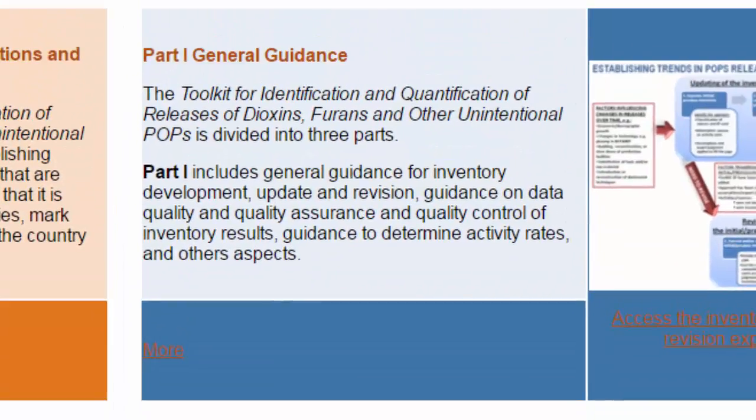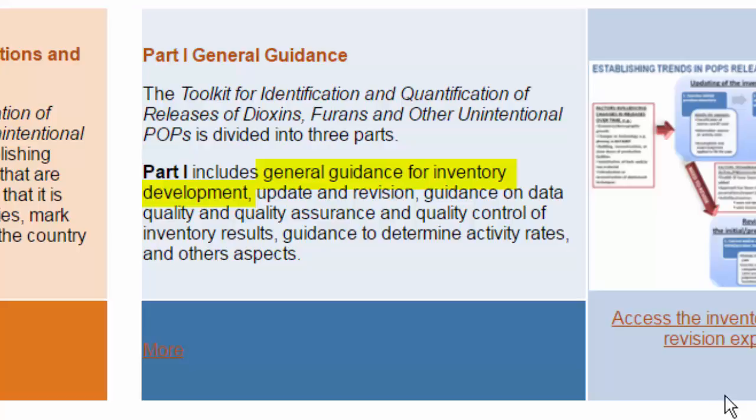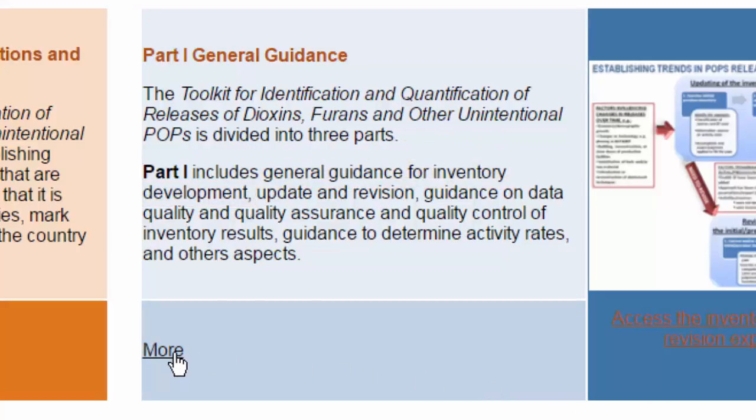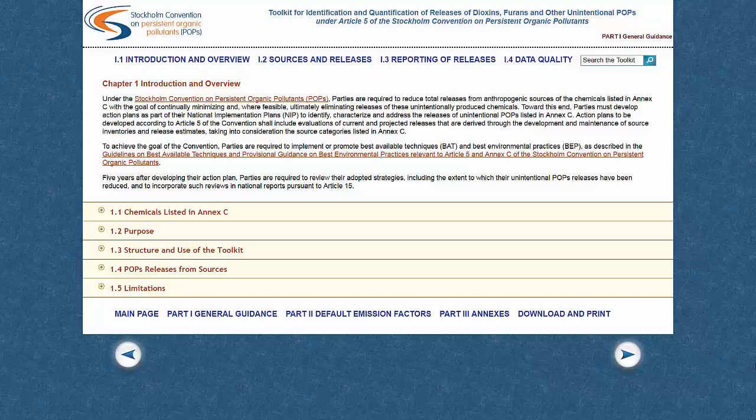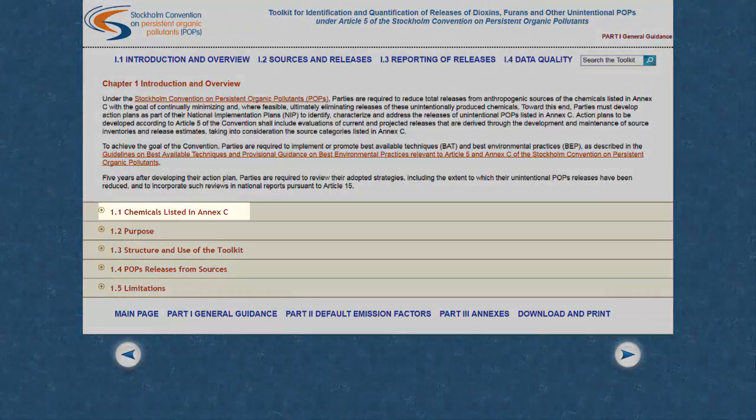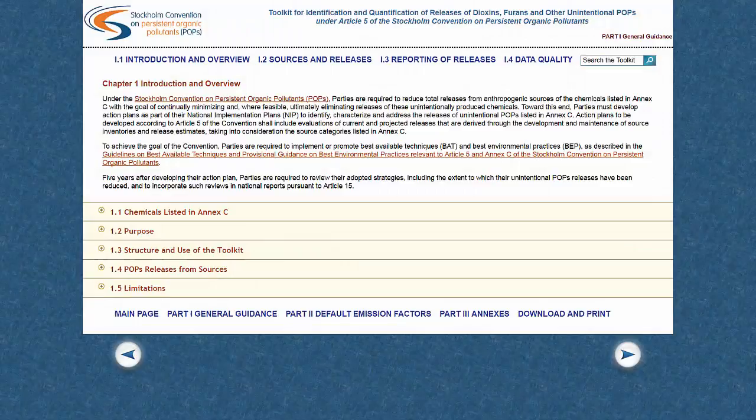Part 1 offers general guidance for inventory development. That should include identifying sources. So let's go more deeply into Part 1. This brings us to Chapter 1, Introduction and Overview. We've already had a brief discussion of the first major topic, chemicals listed in Annex C, and we've also discussed the purpose of the toolkit.